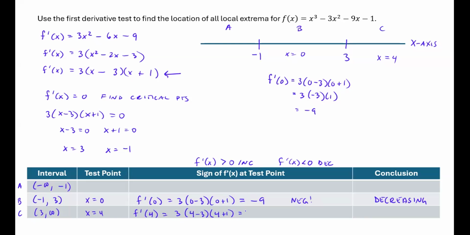Right, this will be 3 times 1 times 5, which will give me 15. I don't necessarily need to care about what the number is. The important part here is that it's positive, which means my function should be increasing on that interval.